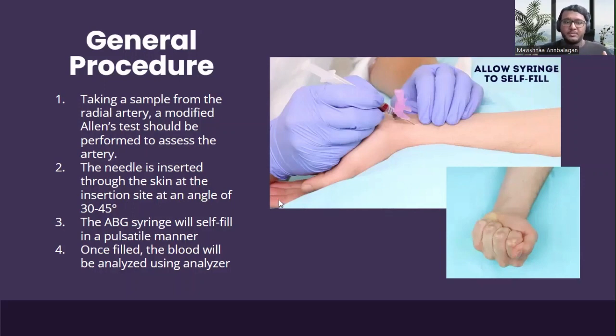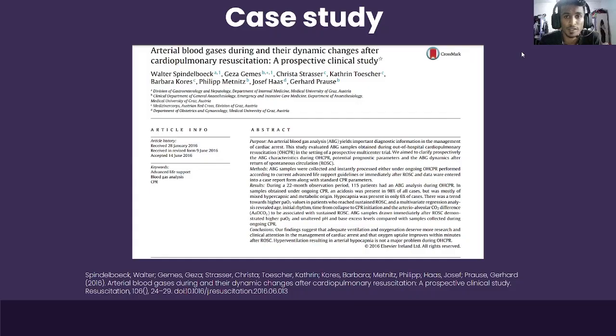The ABG syringe will self-fill in a pulsatile manner, and once that's done, the blood can be analyzed using the analyzer, and the test results will come in within 10 to 15 minutes. The case study that we chose for this topic is arterial blood gases during and their dynamic changes after cardiopulmonary resuscitation. This case study basically tells us the usage of ABGs in cardiac arrest conditions.